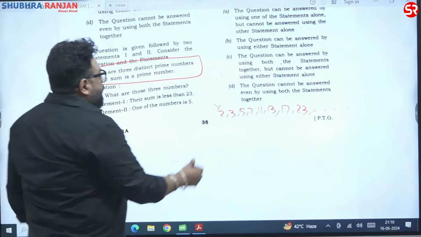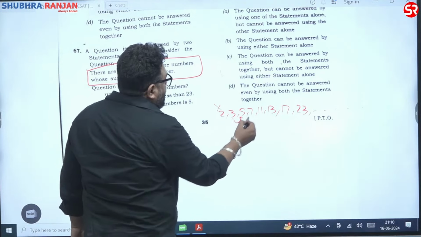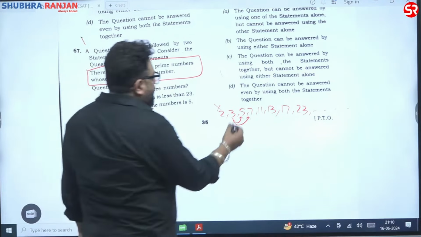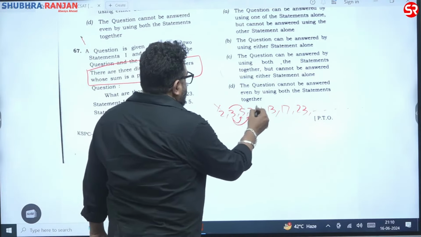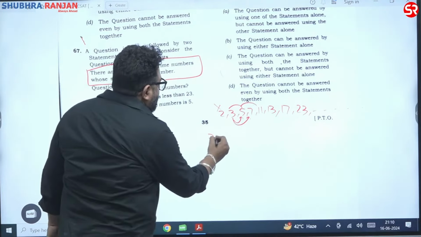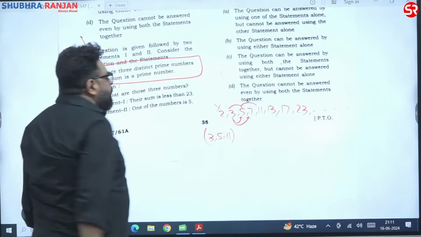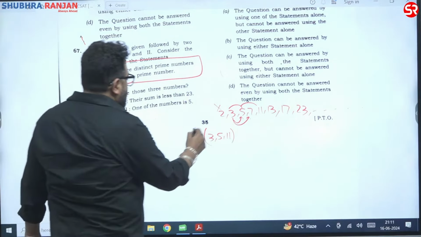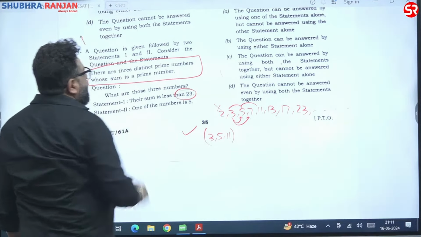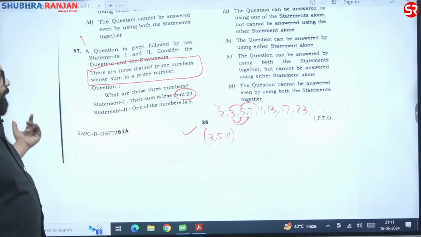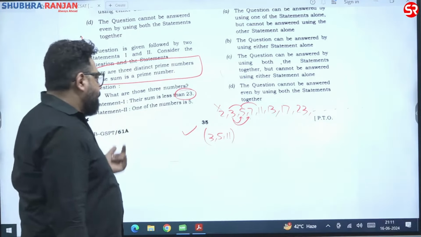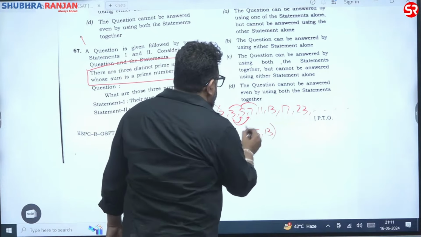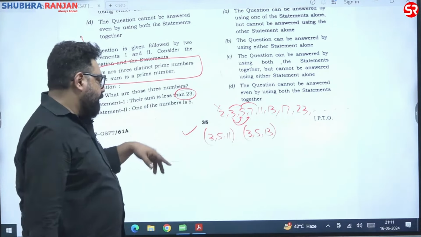So let's see. 3 plus 5 plus 7 comes out to be 15, not a prime number, isn't it? So then just check out 3 plus 5 plus 11. 3 plus 5 is 8, 8 plus 11 is 19. Yes, there is one pair which is less than 23 and the sum is also a prime number. But is there any other pair is something I want to know. 3, 5, 13, check. So 3 plus 5 is 8, 8 plus 13 is 21.